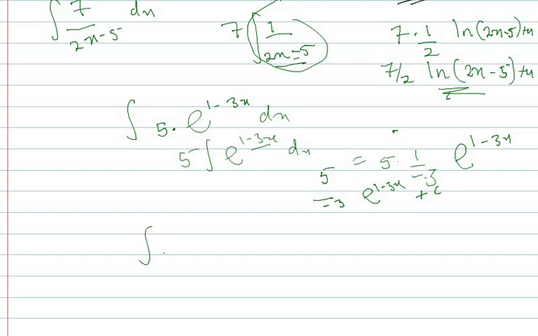So the final answer for this, 5 exponential of 1 minus 3x dx, no need to apply the formula all the time. You can just apply the shortcut. So this is going to be 5 all over minus 3 exponential of 1 minus 3x then plus c. So this is the final solution. We are going to stop here.